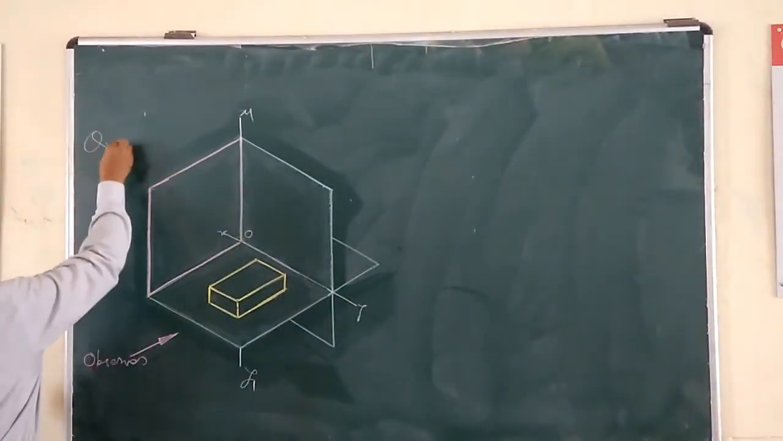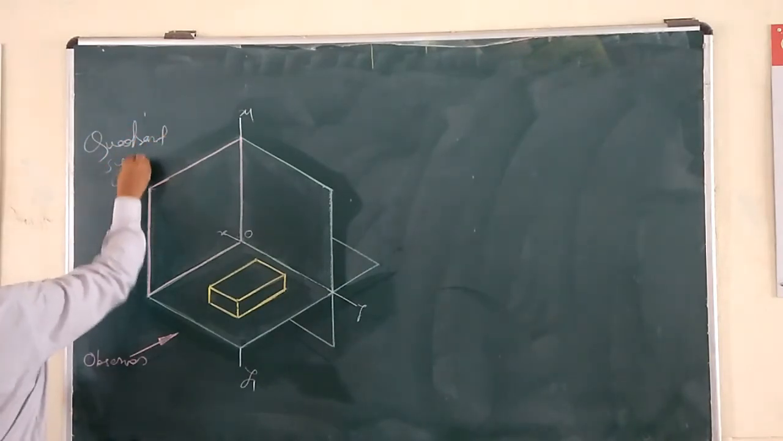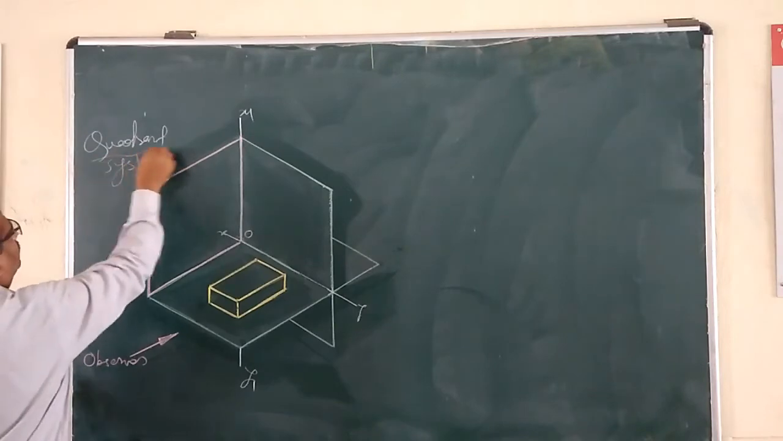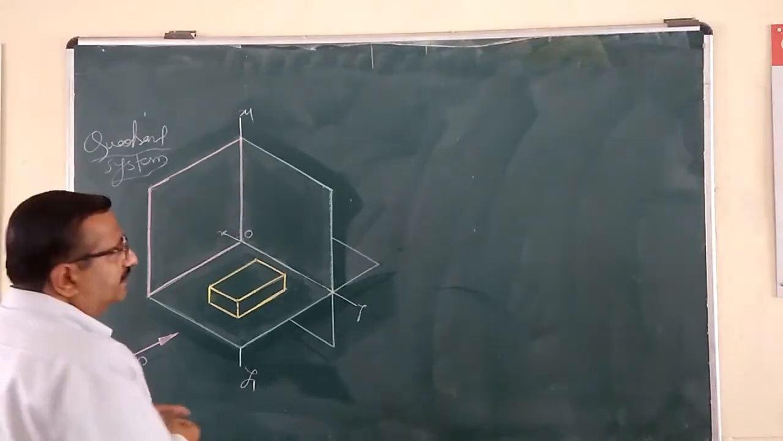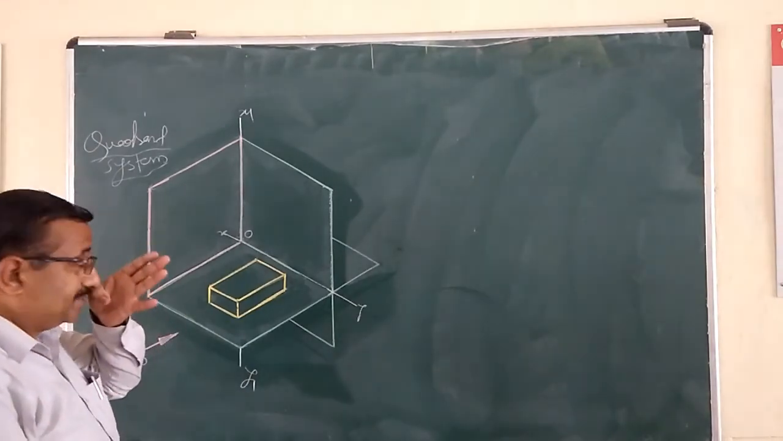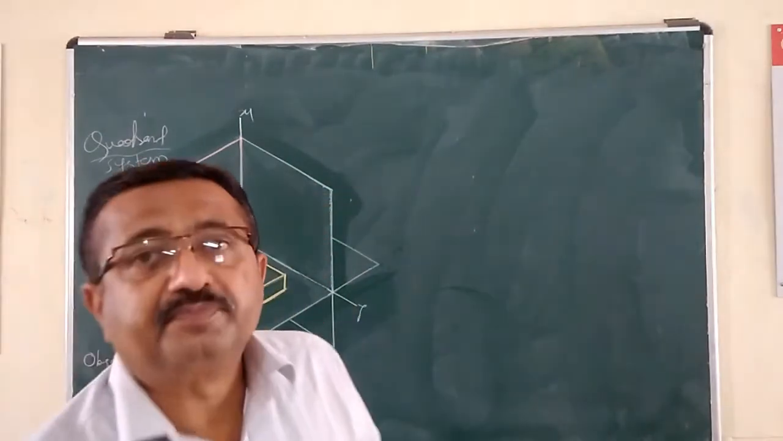Coordinate system, which is most essential while learning methods of projection. That is first angle method of projection or third angle method of projection. What do you mean by first angle method of projection?